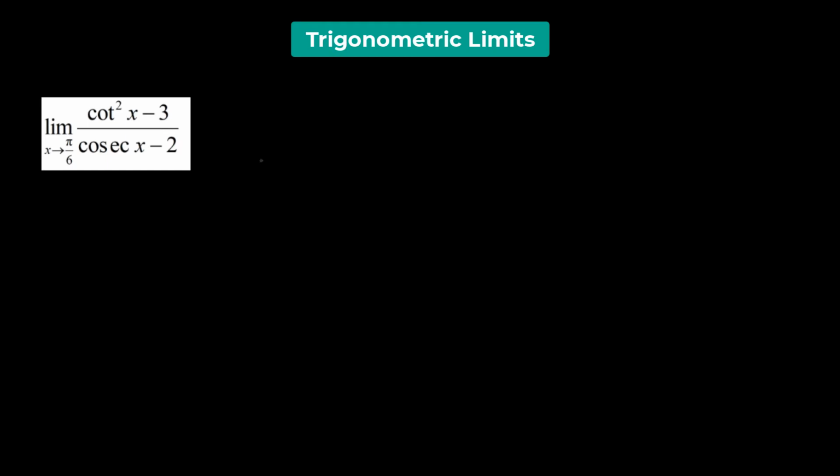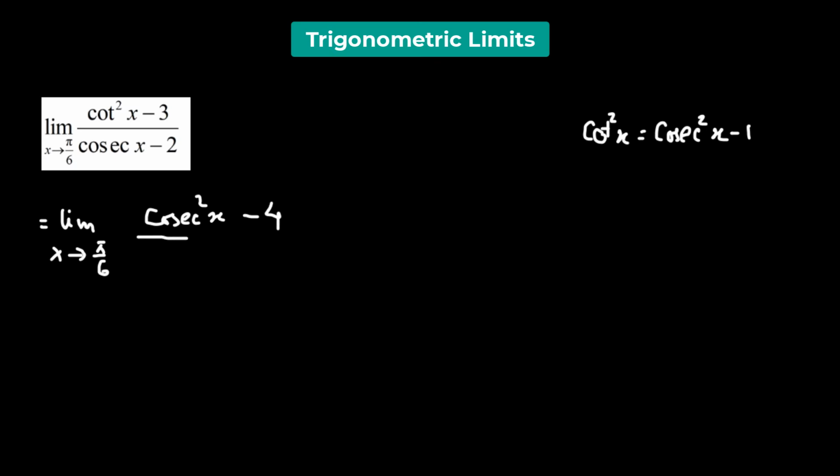So let us begin with cot squared x, because we have cot squared x is equal to cosec squared x minus 1. So let us substitute this value into the numerator. So we have limit x tending to pi over 6, cosec squared x minus 1, so minus 1 and negative 3 will give us negative 4, divided by cosec x minus 2.